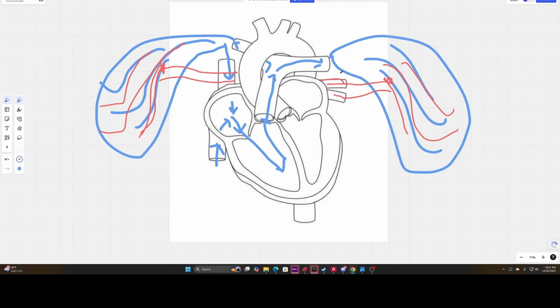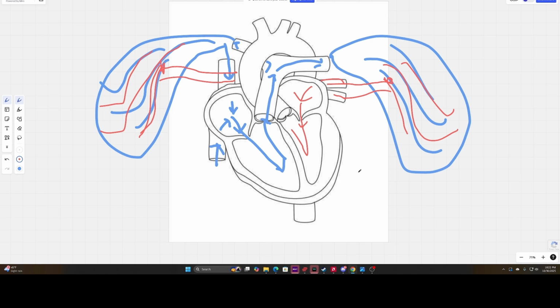Pulmonary veins. So pulmonary veins, pulmonary arteries. Arteries into the lungs, veins out of lungs. Arteries away from the heart, veins towards the heart. So after going into your pulmonary veins, they will enter the left atrium. From the left atrium, they will travel through the bicuspid valve and then travel into the left ventricle.